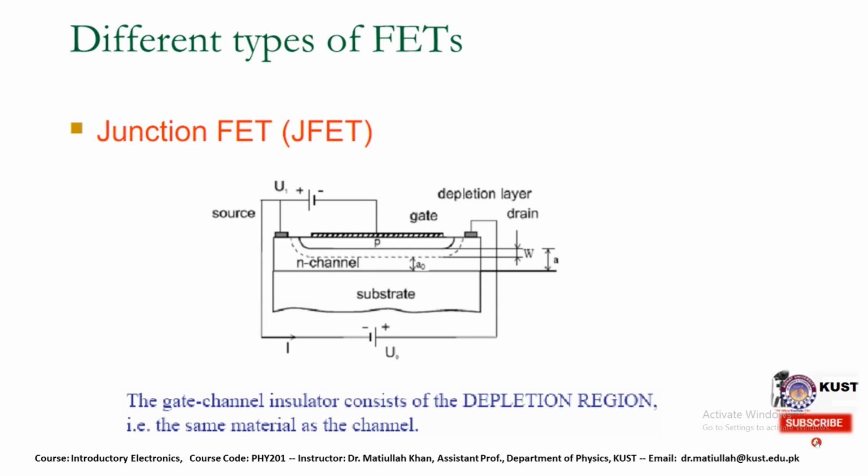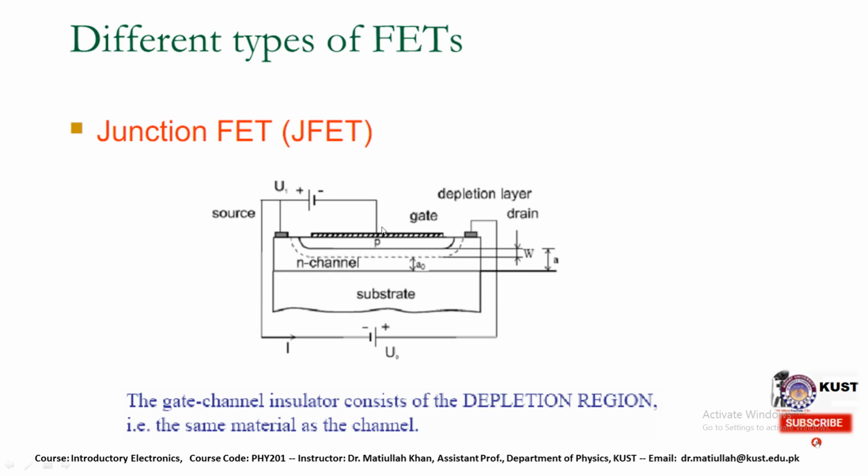So first we need to know the junction field effect transistor, JFET. The structure of the junction field effect transistor is shown here. We have two terminals, one is the source and the other is the drain. The current flows in between the source and the drain. And here is the gate. The gate is used to control the width of the channel. Keep in mind, this is the channel, so this is a type of N channel junction field effect transistor.